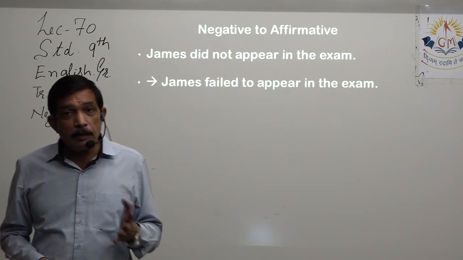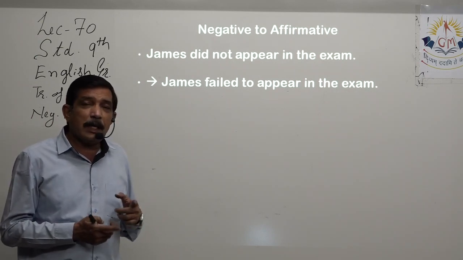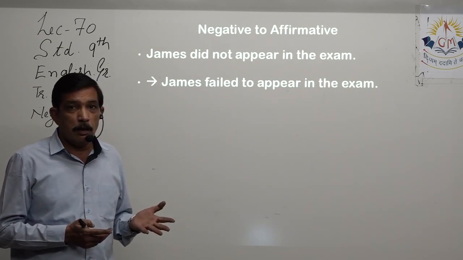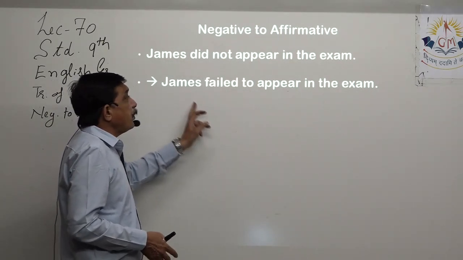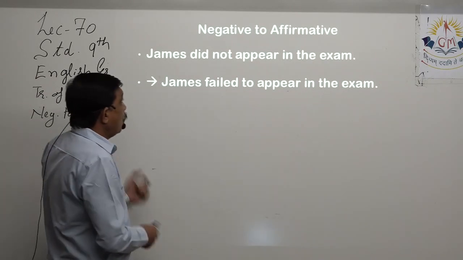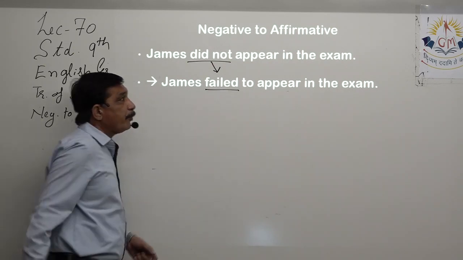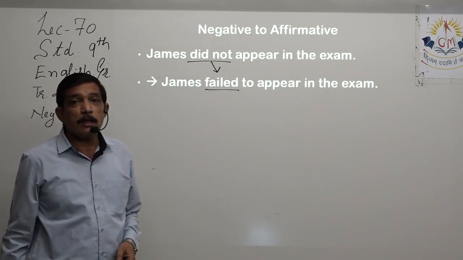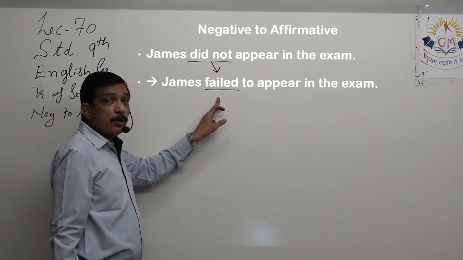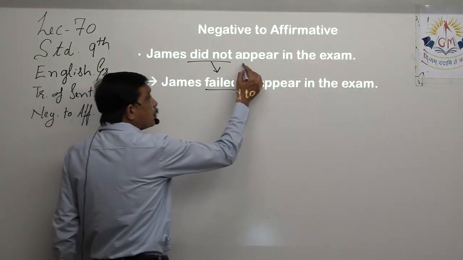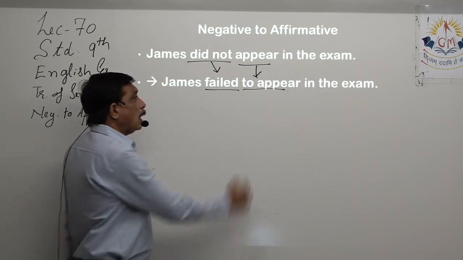Yes, did not appear means he failed to appear. If he appeared, we cannot say he passed to appeared. He just appeared, that's enough, right? But if he did not appear, that means he failed to appear in the exam. Now, what did we do? We changed did not to failed. And because we have used a verb over here, that is why this verb over here gets changed to infinitive. So this became a noun.